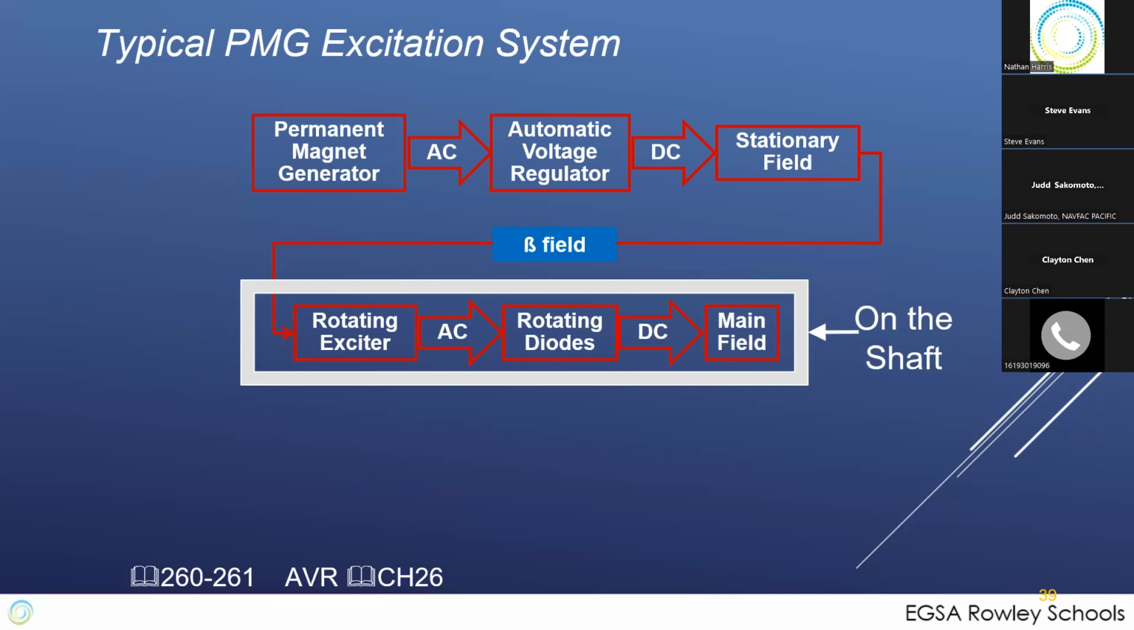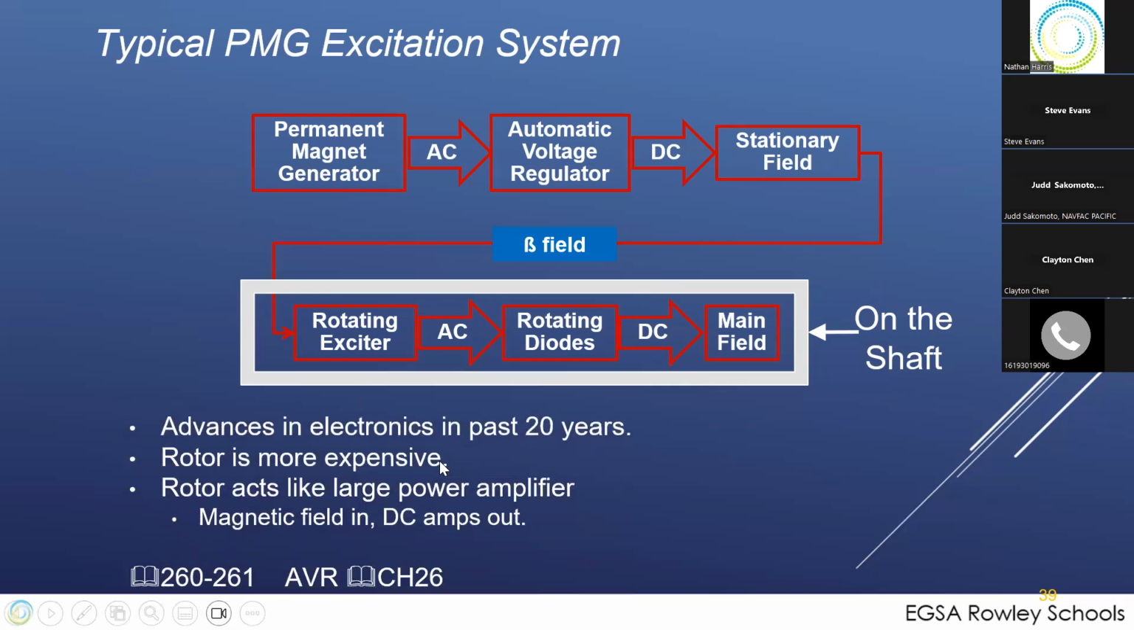A lot of extra work, but we ended up saving our maintenance costs, which can be very significant. The advances we've seen in electronics in the past 20 years have resulted in these becoming less expensive. Diodes have come a long way. We used to buy them by the voltage and by the current. Now you buy them, 60, 80 amps is the least you can get. The rotor is more expensive in this case, but it's like a large power amplifier.